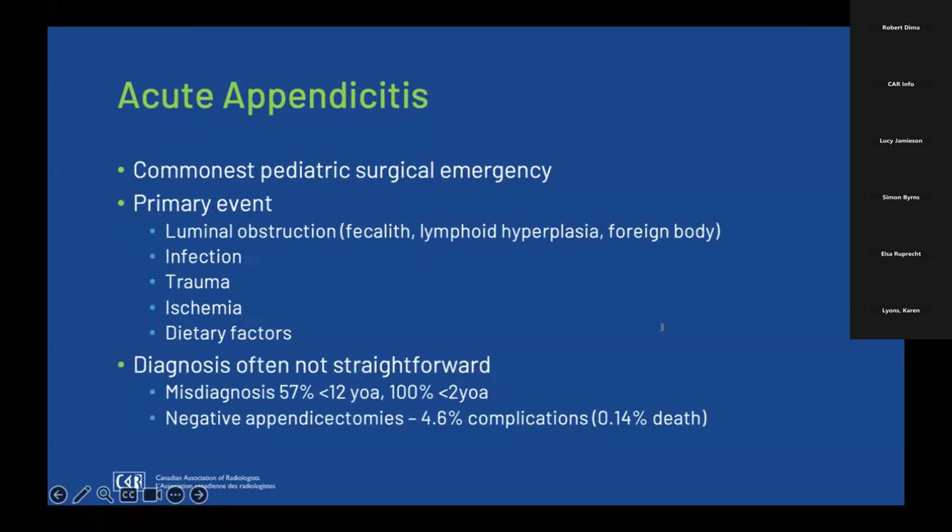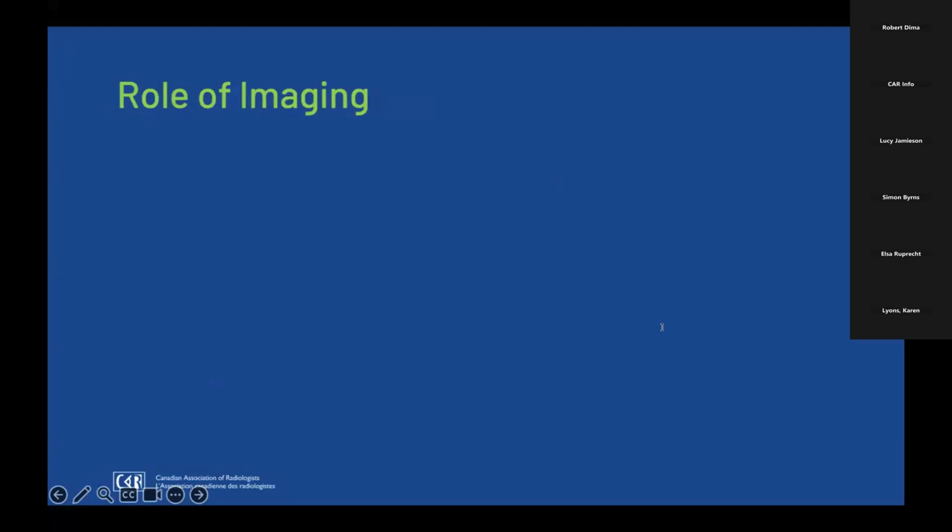And although acute appendicitis can be diagnosed based on a classical clinical presentation, the diagnosis isn't always straightforward, especially in young patients who are unable to verbalize symptoms. And the rate of misdiagnosis at initial presentation is reported to be as high as almost 60% in children under 12 and almost 100% in children under 2. We want to try to avoid negative appendicectomies also. They are particularly common in postmenarchal females and can be associated with morbid complications in as many as 5% of cases and even death in a very small minority.